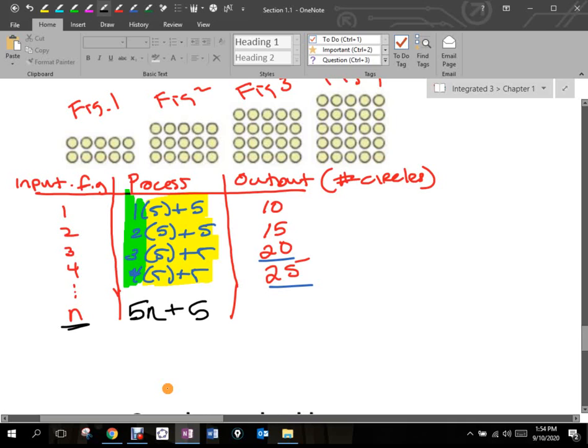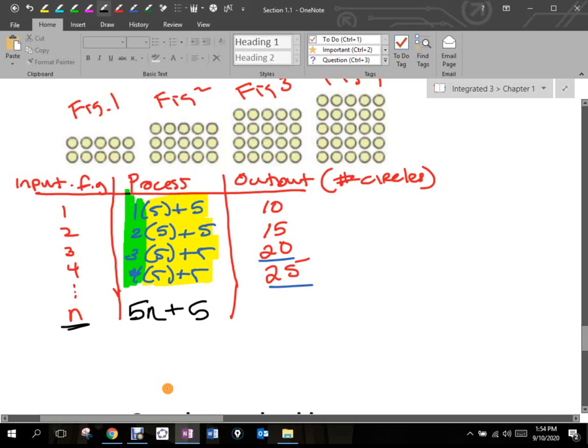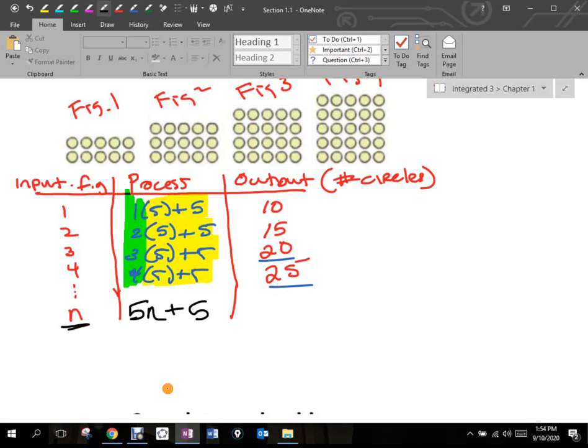And that's my rule for determining, let's say I keep this pattern going out and we draw out 100 figures. I want to know how many circles are in that 100th figure. Instead of having to draw everything out, I can just now say, well, 100 times 5 is 500, plus 5 is 505. So if I draw that pattern out to the 100th figure, I'd have 505 circles in that figure. Does that kind of make sense?